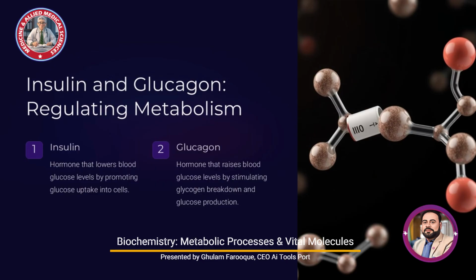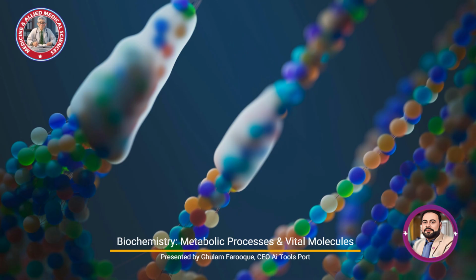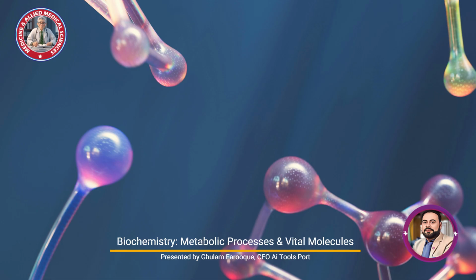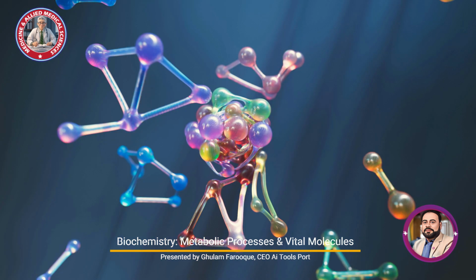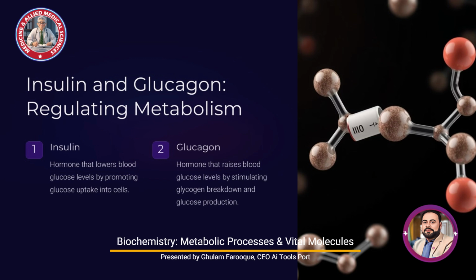Insulin functions as a key anabolic hormone that promotes macromolecule biosynthesis and energy storage. Mechanisms of action. Glucose uptake and utilization. Upregulates GLUT4 translocation to the plasma membrane in insulin-sensitive tissues, muscle and adipose, facilitating glucose influx. Enhances glycolytic flux by stimulating hexokinase and phosphofructokinase activity.